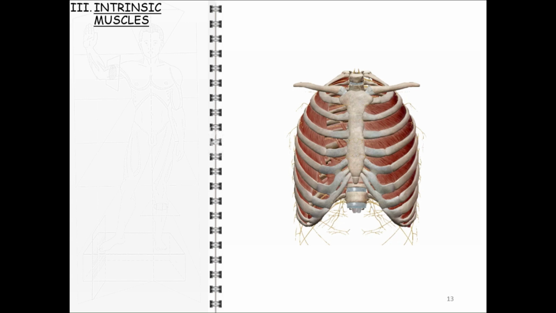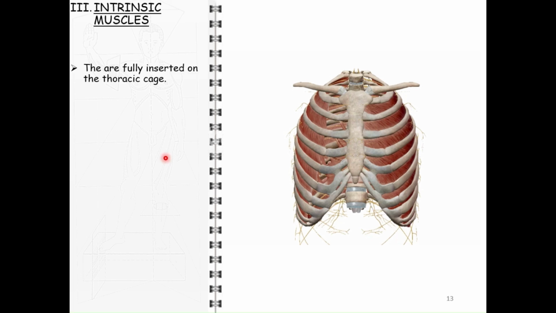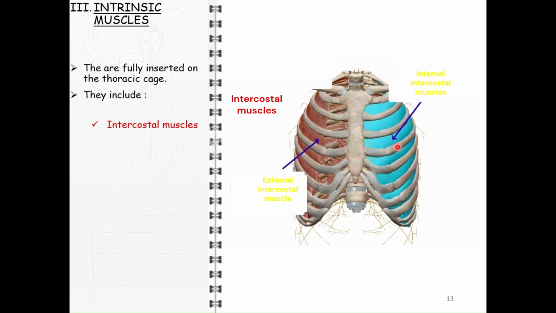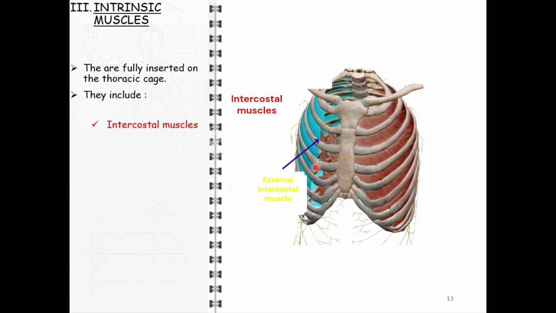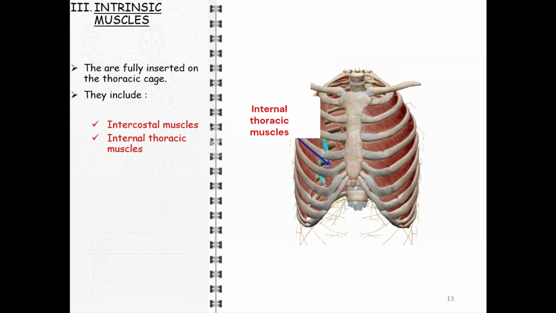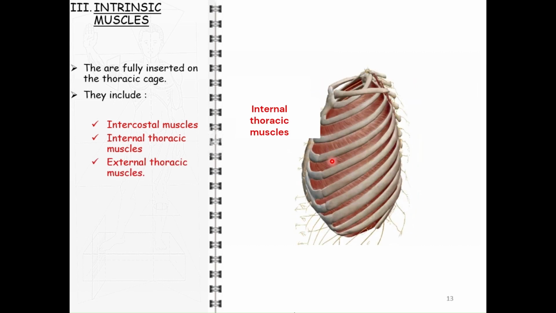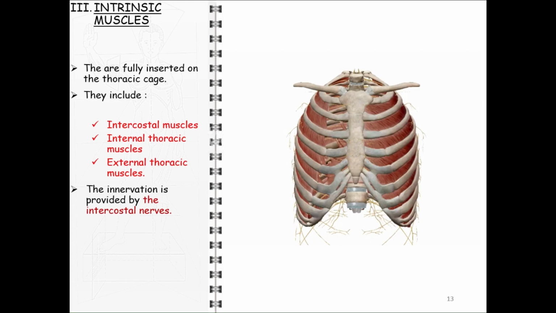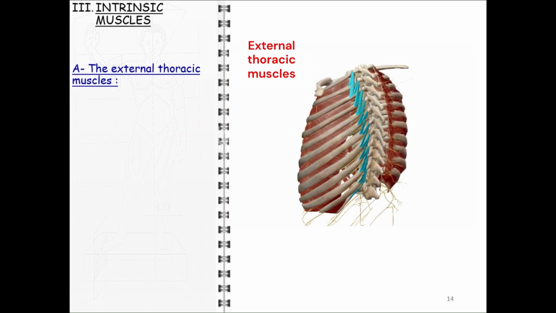and maintaining respiratory function. They are fully inserted on the rib cage. They include intercostal muscles that encompass the internal intercostal muscles, the external intercostal muscles, and the innermost intercostal muscles, and the internal thoracic muscles. They also include the external thoracic muscles. The innervation of these muscles is provided by the intercostal nerves. Let's start with the external thoracic muscles.